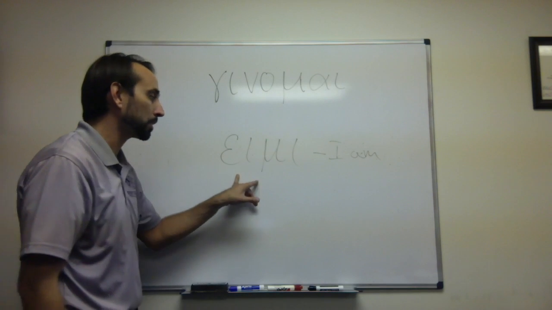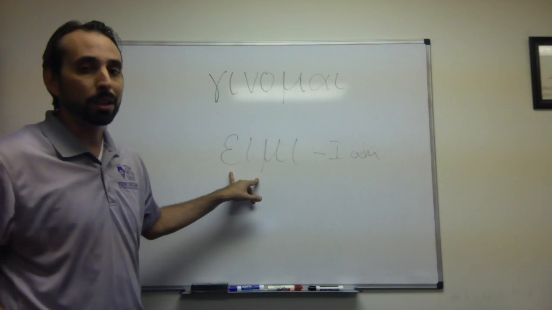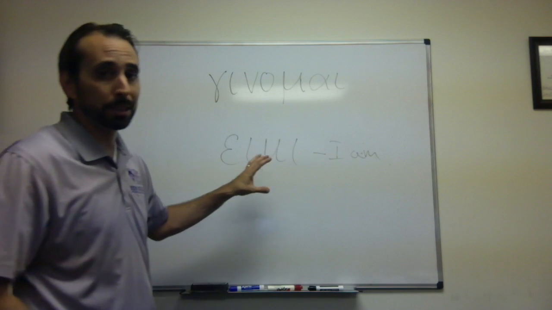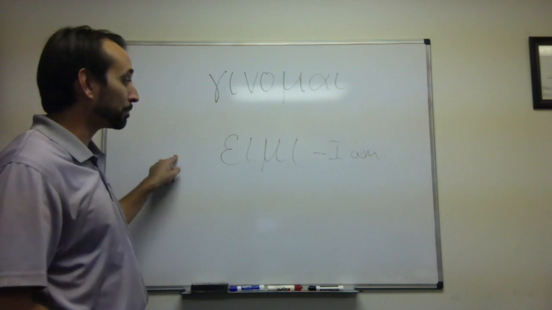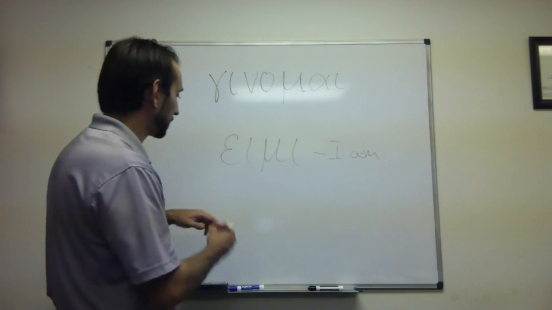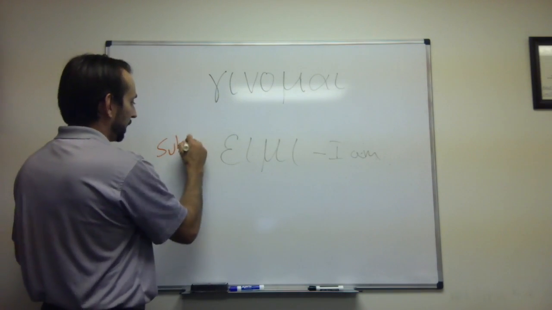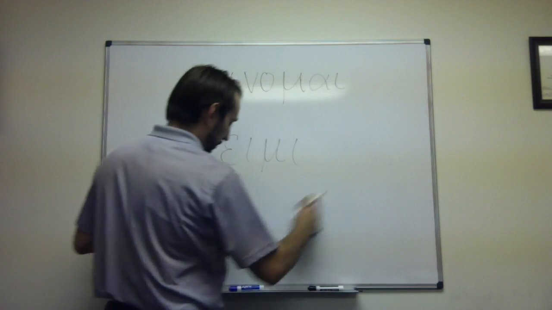And 9 times out of 10, most of the time, I'm going to have 2 nominatives. Let's put it this way: if I have 2 nominatives with an emi verb, how do I know which one is the subject and which one is the predicate? Because the subject comes here, and the predicate comes here.